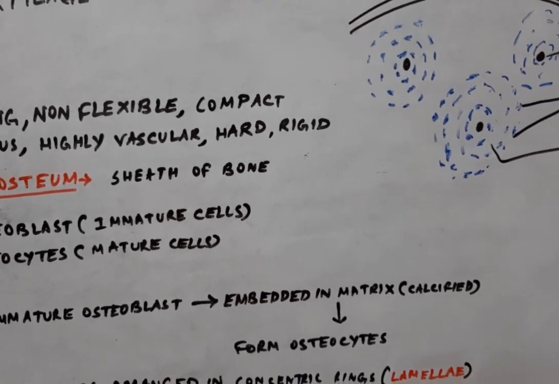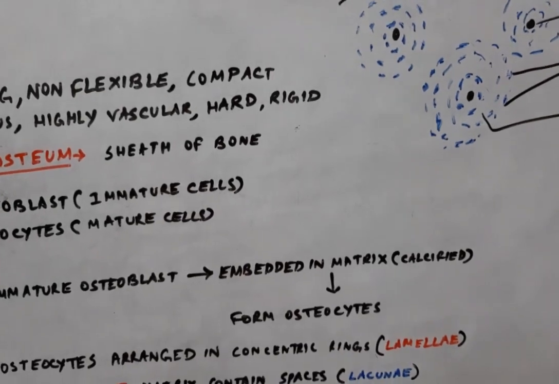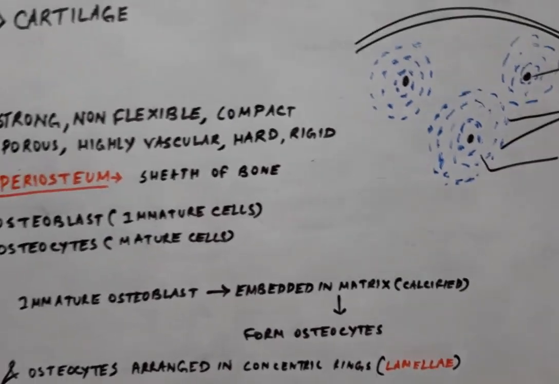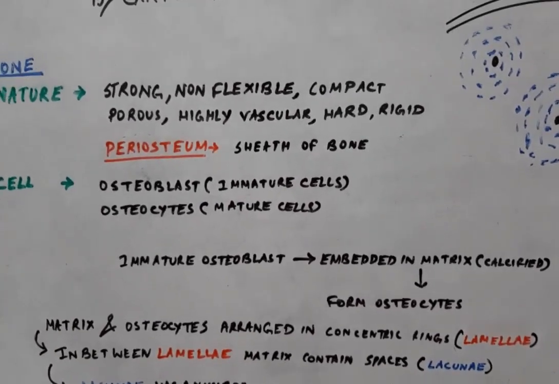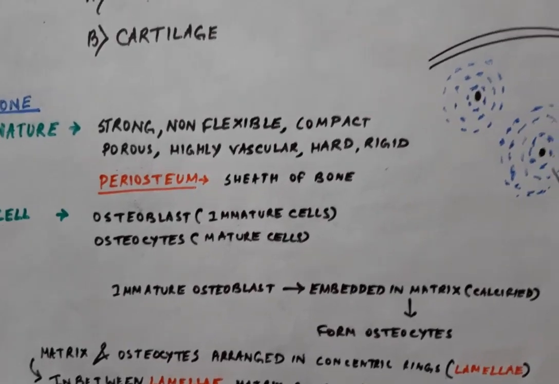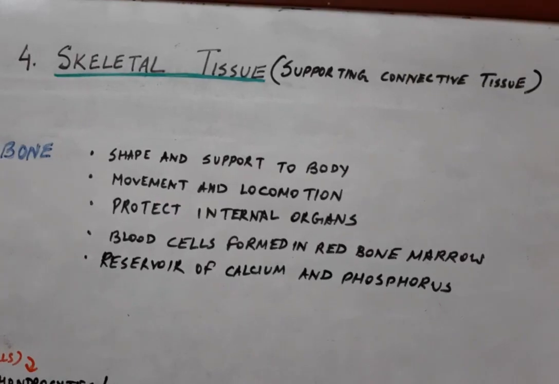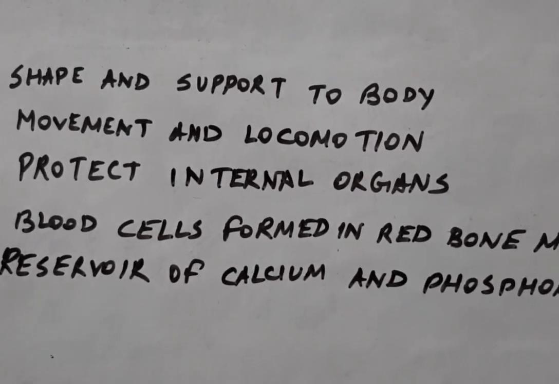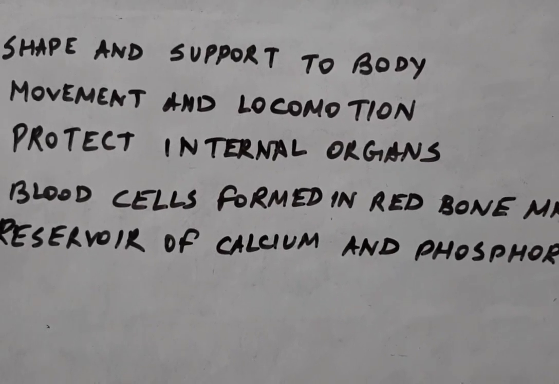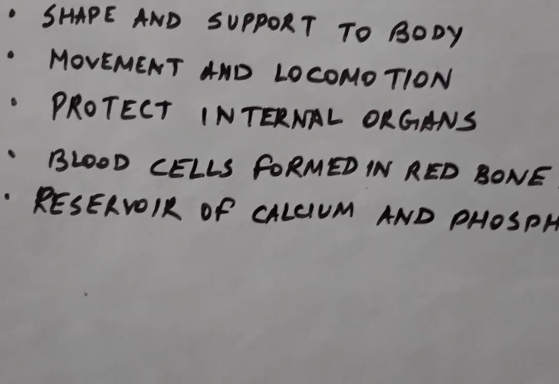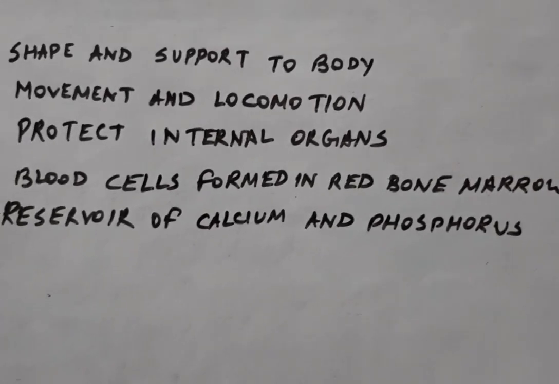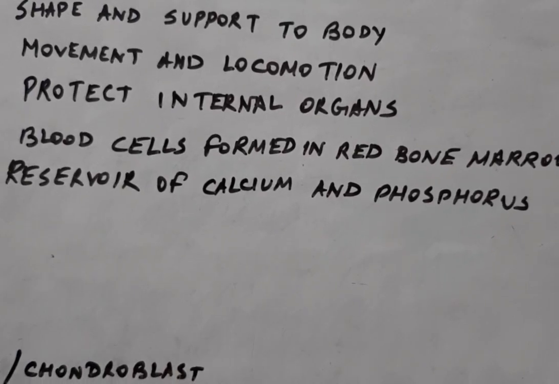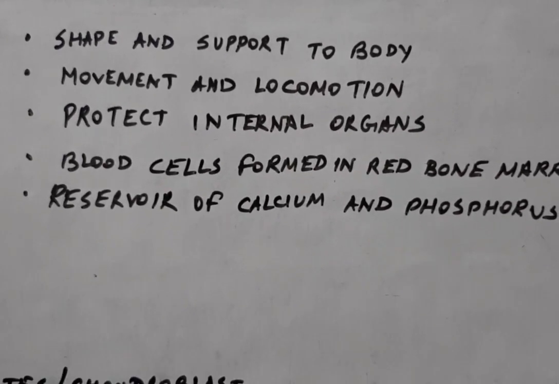Many bones have cavities with an internal soft connective tissue which is called red bone marrow. I hope you have heard about bone marrow. Now let us look at the functions of bones. Bones provide shape and support to the body, help in movement and locomotion, and protect our internal organs. Blood cells are formed in the red bone marrow, and bone acts as a reservoir of calcium and phosphorus. So these are the important functions of bone.